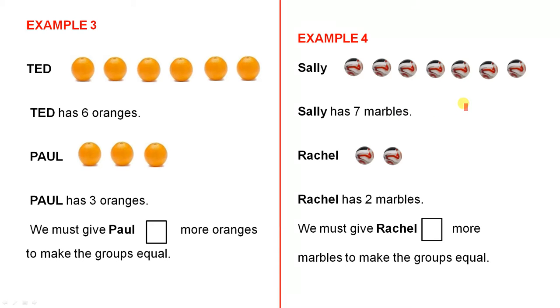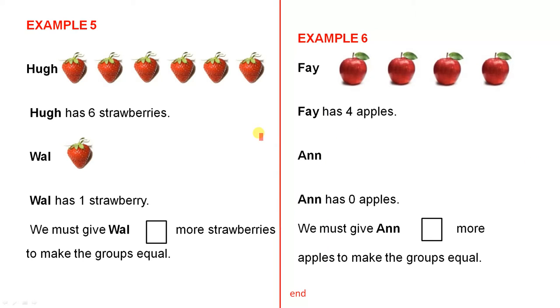Sally has 7 marbles and Rachel has 2 marbles. How many do we need to give to Rachel to make the groups equal? Hugh has 6 strawberries and Wal has 1 strawberry. How many do we need to give to Wal to make the groups equal?